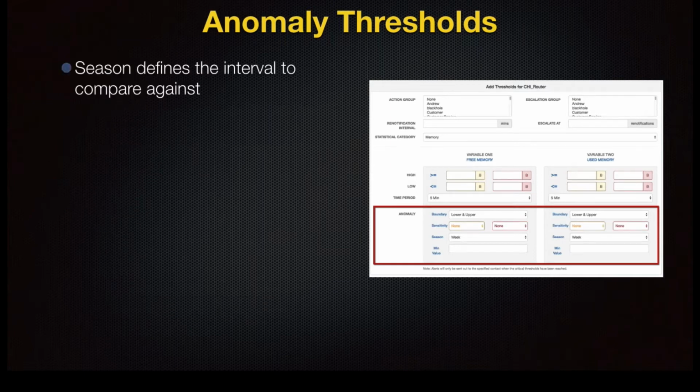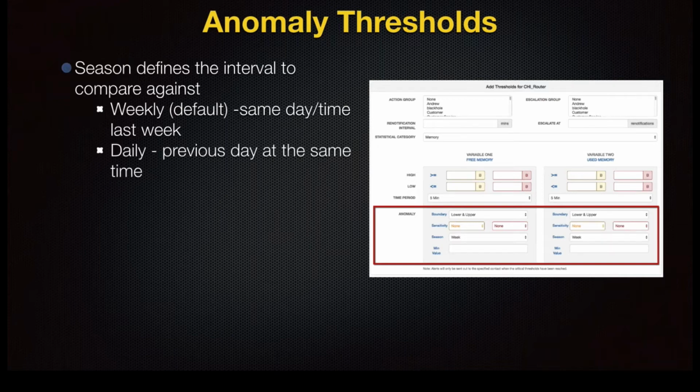With the anomaly thresholds, you also can define the season, which is basically the interval. So I can look at weekly, which is the default. So, if I'm looking at Friday at 2 o'clock, I can look at last Friday at 2 o'clock and so forth, back the last 8 intervals. I can look at daily, which is same day, yesterday at the same time. So 2 o'clock today versus 2 o'clock yesterday versus 2 o'clock the day before. And then I'll go back 8 days to build the baseline.